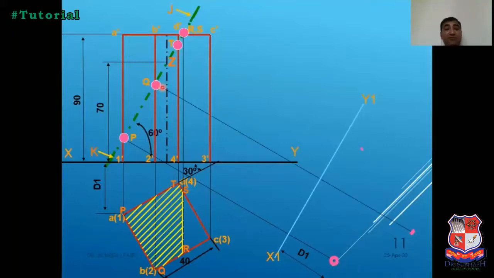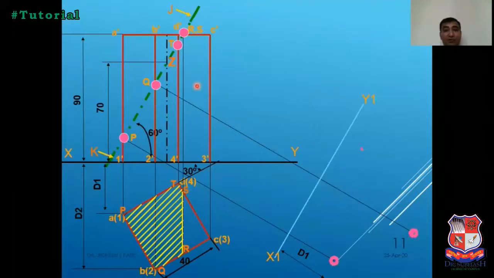Similarly, draw the line from point Q perpendicular to this sectional plane, and the distance of point Q is D2 from XY. So distance of point Q is D2 from XY. Similarly, you can mark distance D2 in this line. So this point is Q.